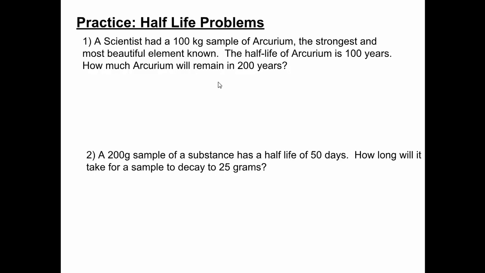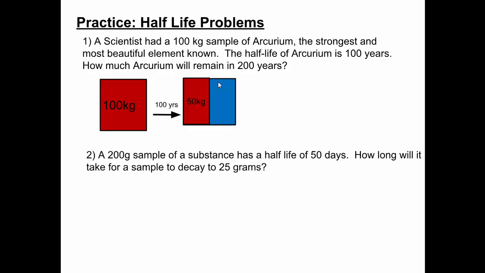So how do we figure this out? Since we have a 100 kilogram sample and the half-life is 100 years, after 100 years it would turn into 50 kilograms. And then after 200 years, because it was half of 50, it would be 25 kilograms. Correct. We started with 100 kilograms. After 100 years, we will be left with 50 kilograms of curium. And after another 100 years, we'll be left with 25 kilograms.